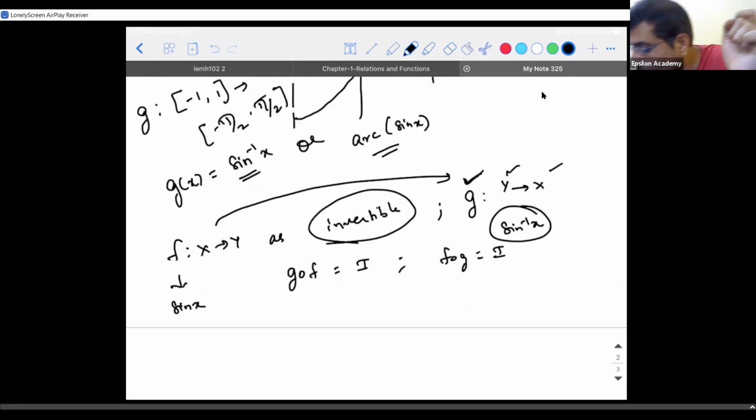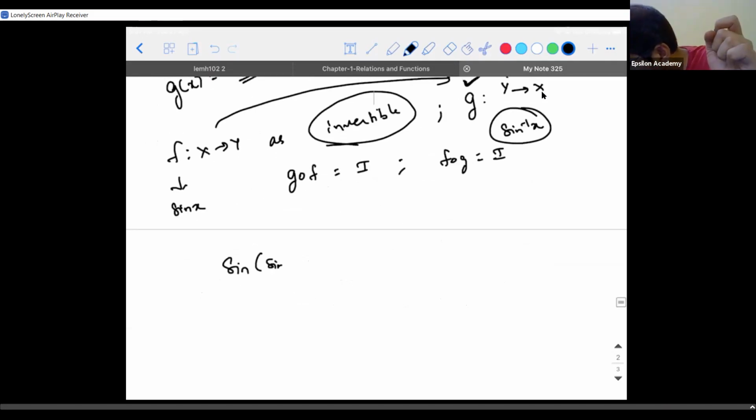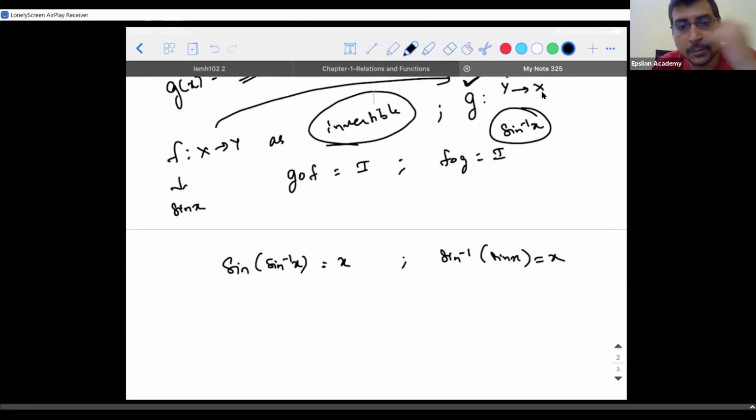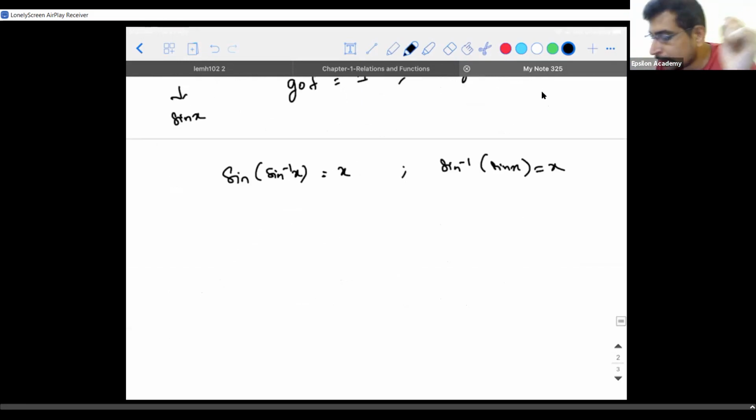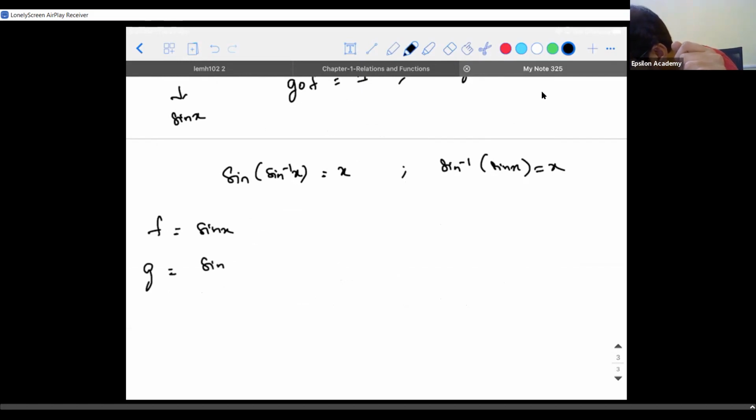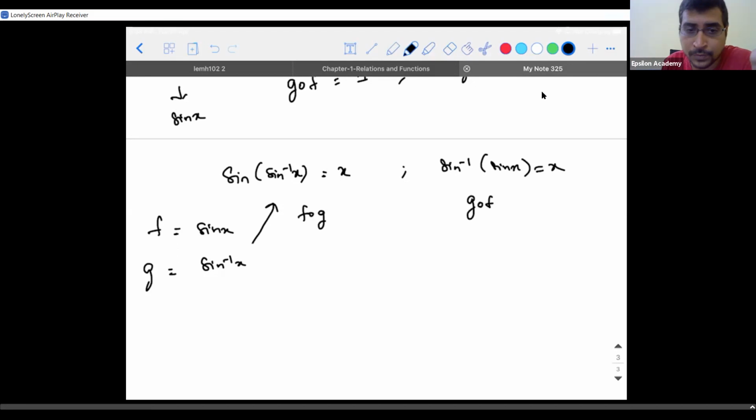Okay, such that what condition will get satisfied? Sin of sin inverse x is x, and sin inverse of sin x is also x. But the only difference here is, tell me one thing: if f is sin x, g is sin inverse x, then what does this represent? Sin of sin inverse x represents f of g of x, f circle g. Sin inverse of sin x represents g circle f. So f circle g should give you iy, g circle f should give you ix.